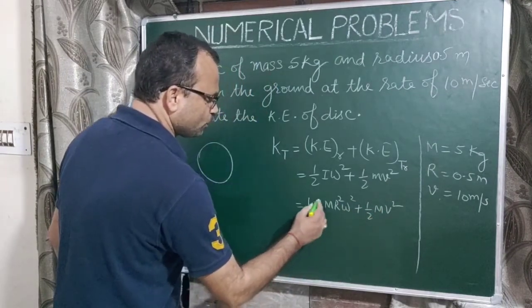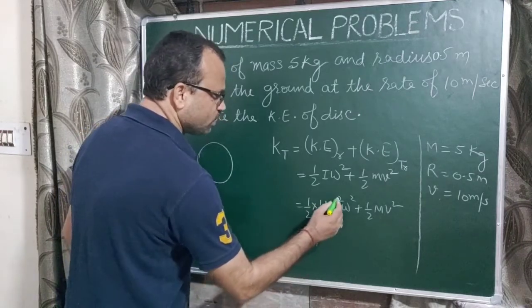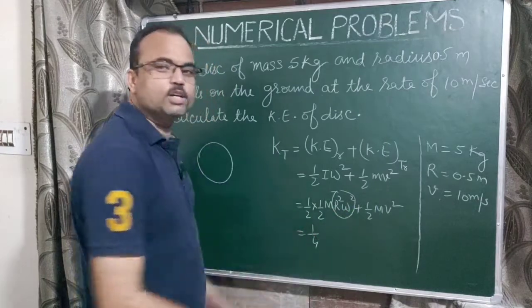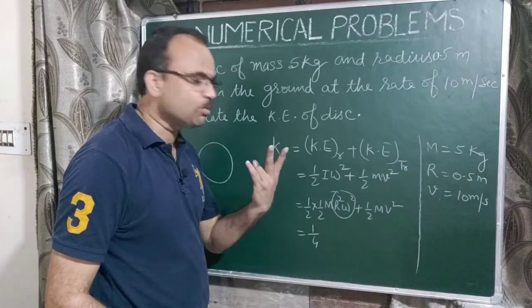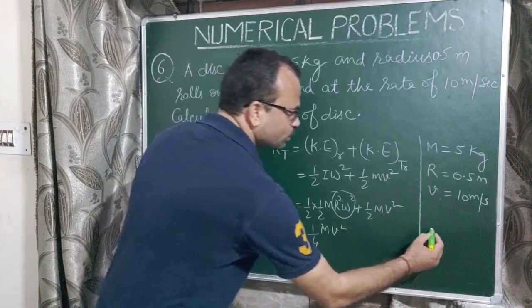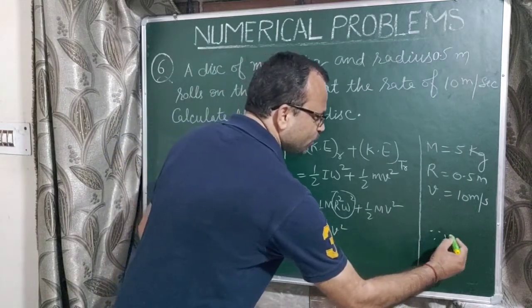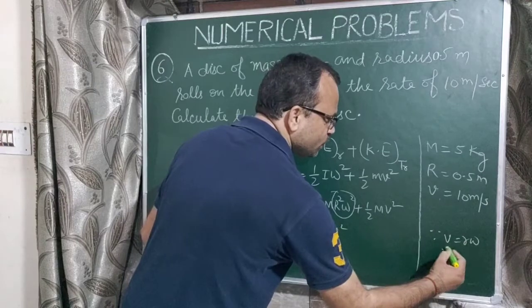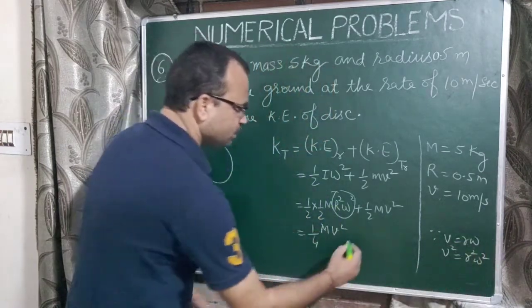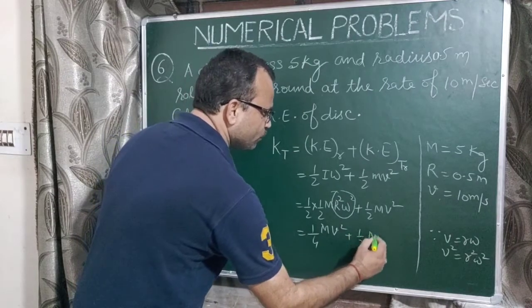So 1 upon 2 means 1 by 4. This is m r square omega square, and r omega is equal to v, as we know that v is equal to r omega. So we can write here m into v square, because v equal to r omega, so v square equals r square omega square, right? Plus 1 upon 2 m v square.